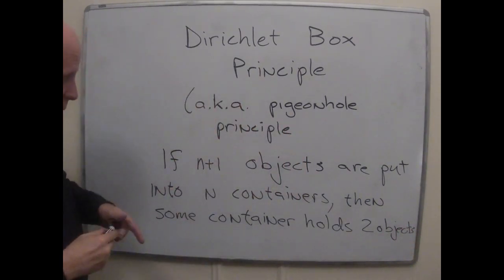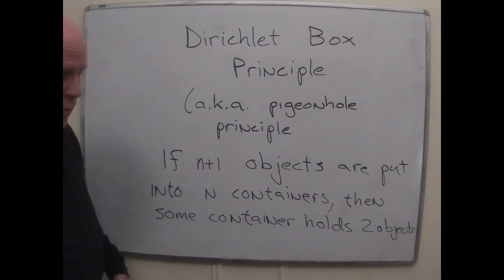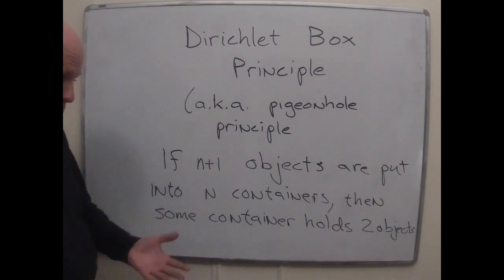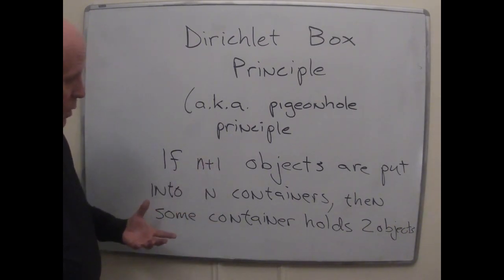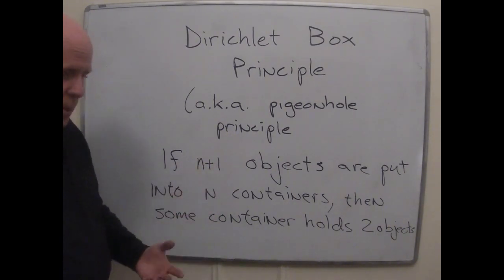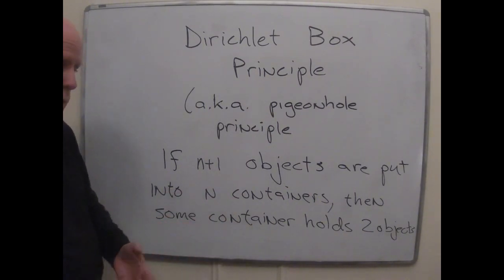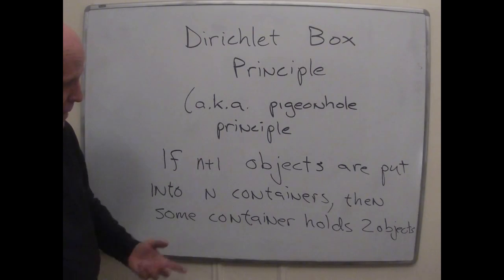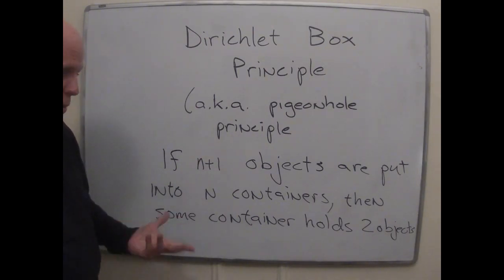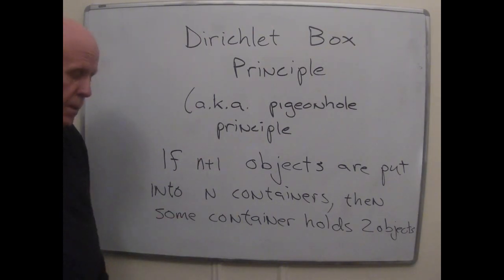For instance, a nice example of this is if you have 13 people in a room, there are 2 of them that were born in the same month, for sure, right? That's because the 13 people would be the objects. And I'm not talking literally about putting them into containers, but I might think about categorizing them based on what month they were born in. There's 12 months, so 13 things into 12 containers means 2 of them are born in the same month.